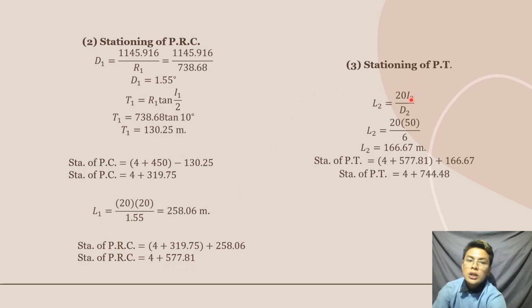Next is the stationing of our point of tangent C. Using the formula for getting L2, L2 is equal to 20 I2 divided by D2. Substituting the given values, L2 is equal to 166.67 meters. The station of the point of tangent C is equal to 4 plus 577.81, our station of PRC, plus 166.67, which is equal to 4 plus 744.48.